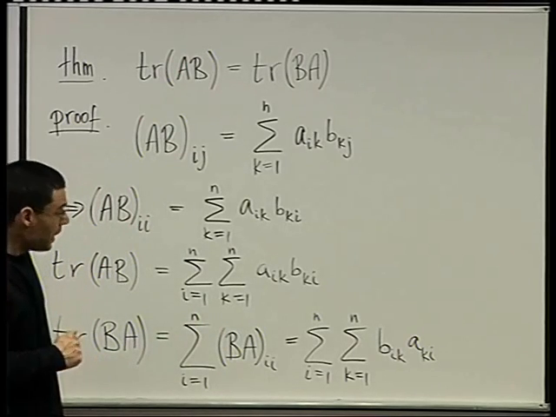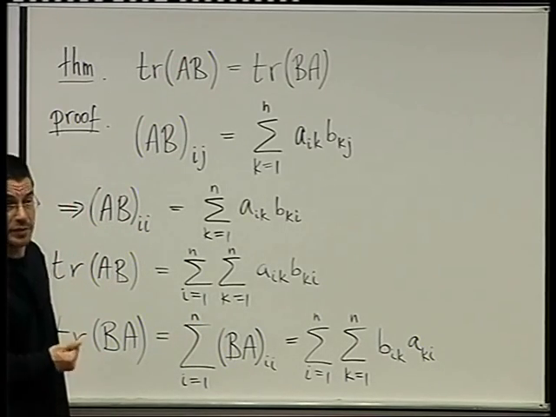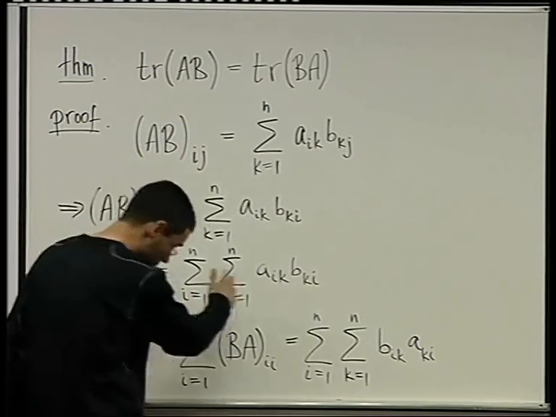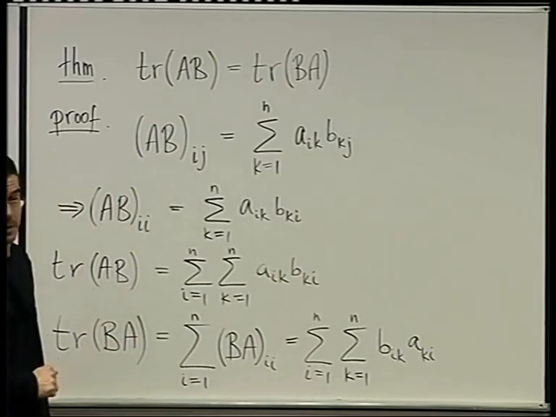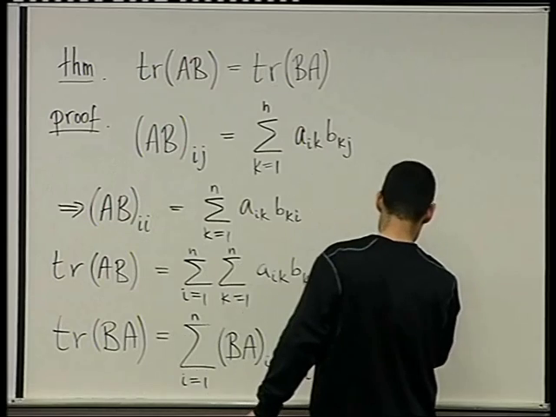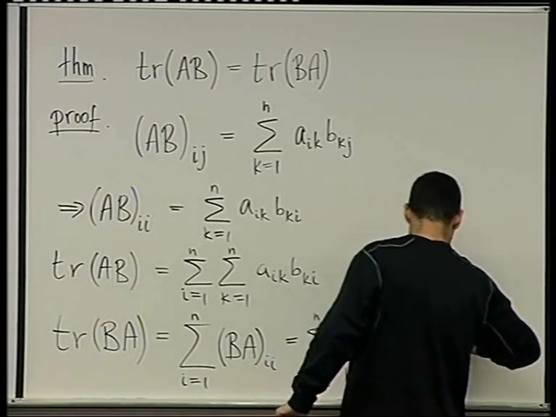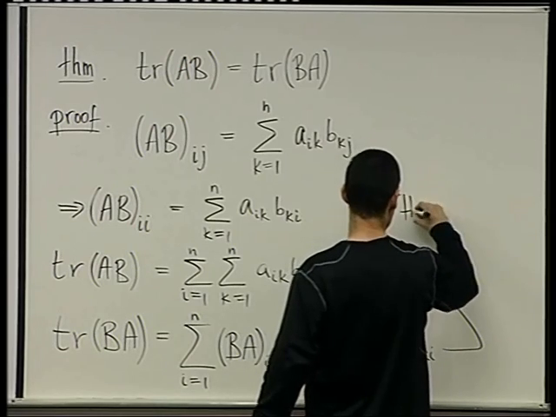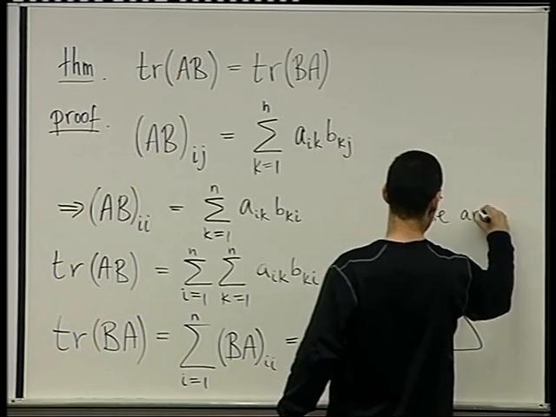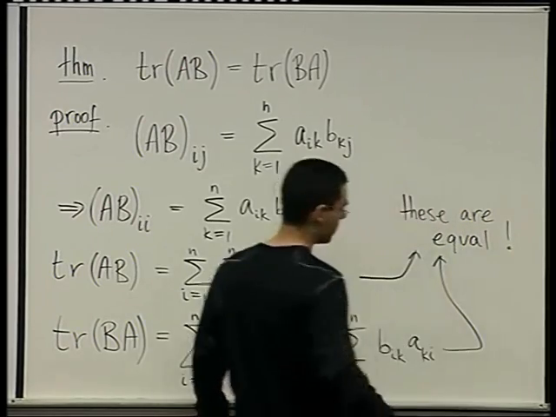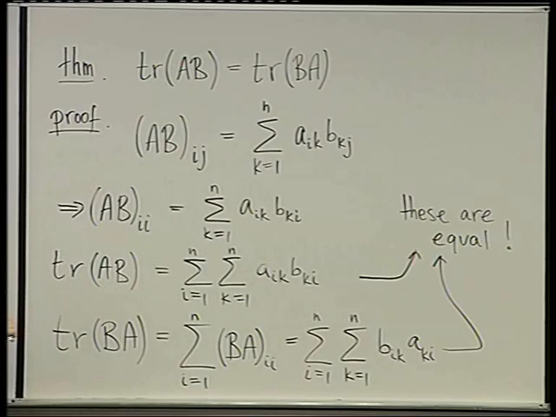Okay? Now, if you have a hard time viewing it, what you have to do is open the sigmas and convince yourself that what you're seeing is precisely the same elements. Okay? So these two, let's write it like this. These are equal. Good?